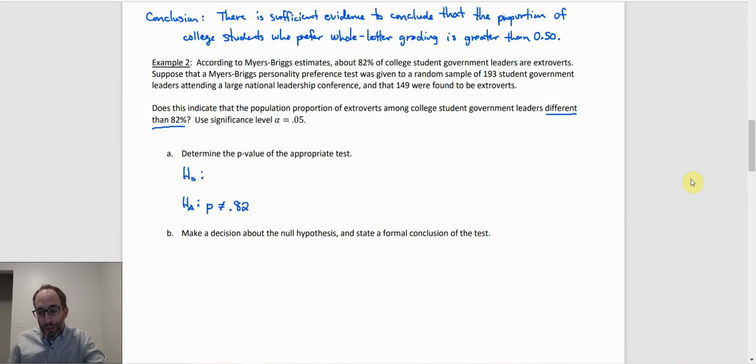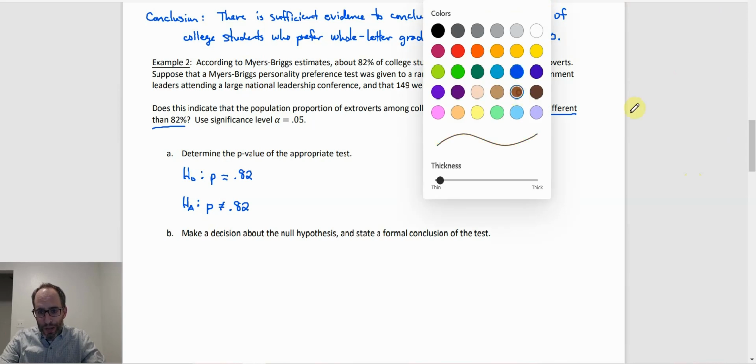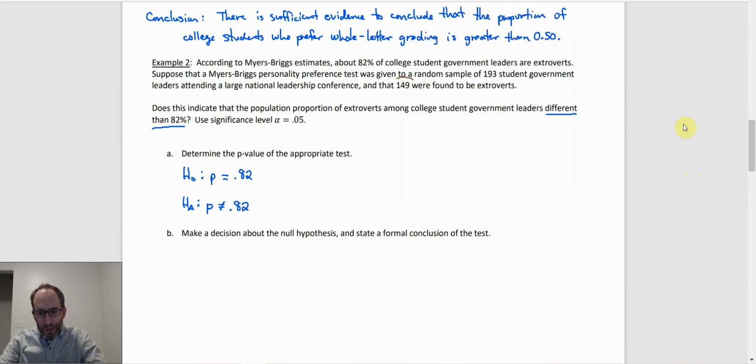Right? Different than 82% in proportion form. That would be that the population proportion is different than 0.82. And then the null would be that it's equal to 0.82. All right. And then the other thing that we can pull out of here, and it's actually in the first paragraph, is what our sample proportion is. And so it's 149 out of 193. So P hat is 149 divided by 193, whatever that is.